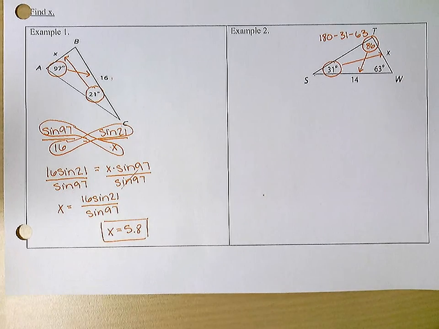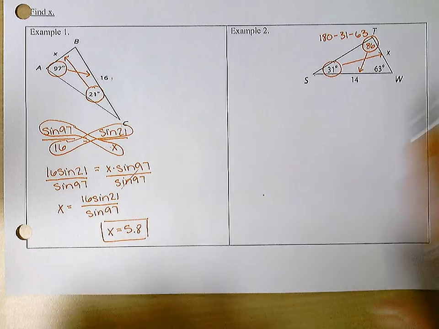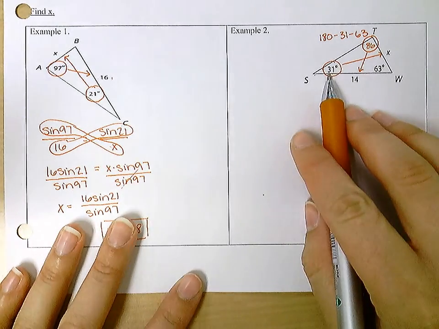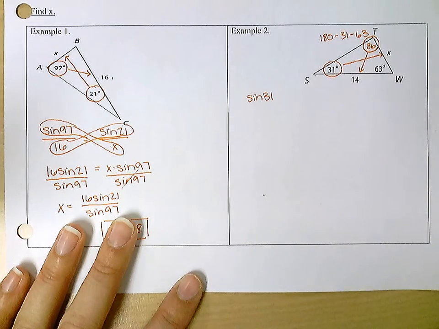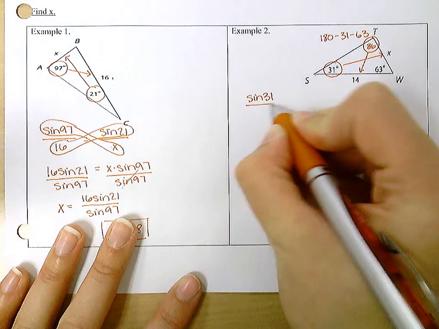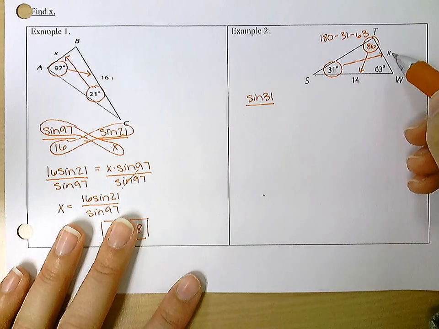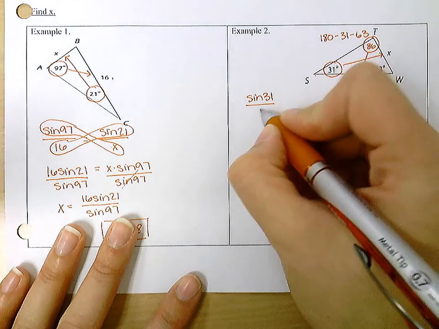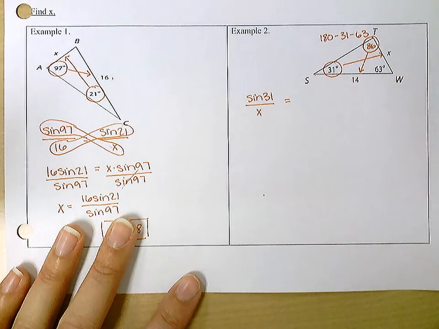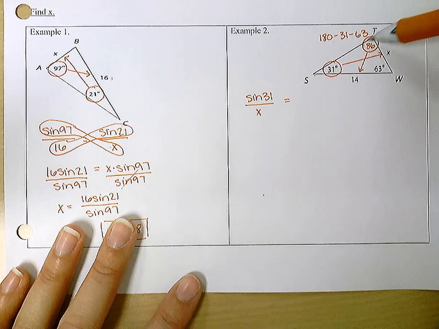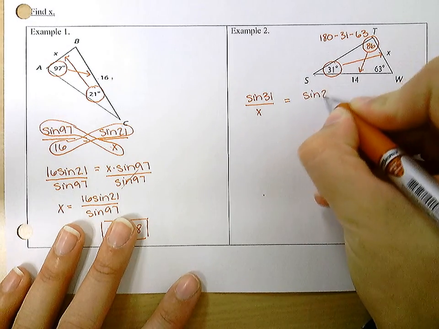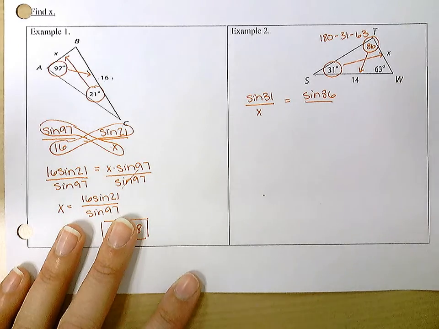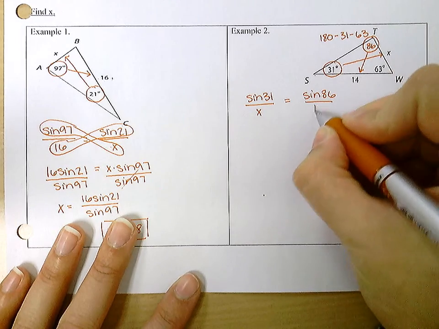From here, again, all I do is use the law of sines. So I would take sine of my first angle, so sine of 31, over its opposite side. This one is x. That'll be equal to sine of my second angle I want to use, so 86, over its opposite side, which is 14.